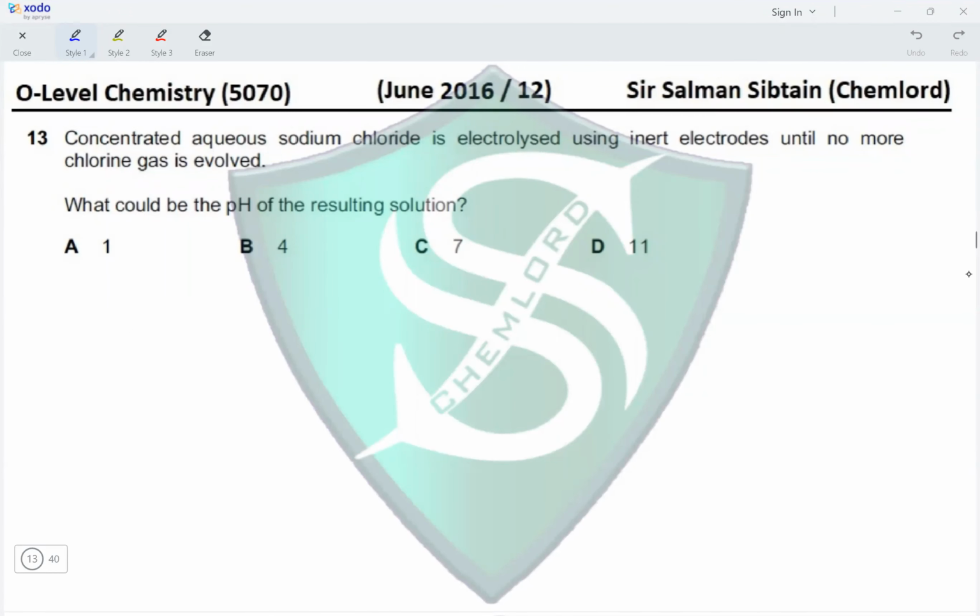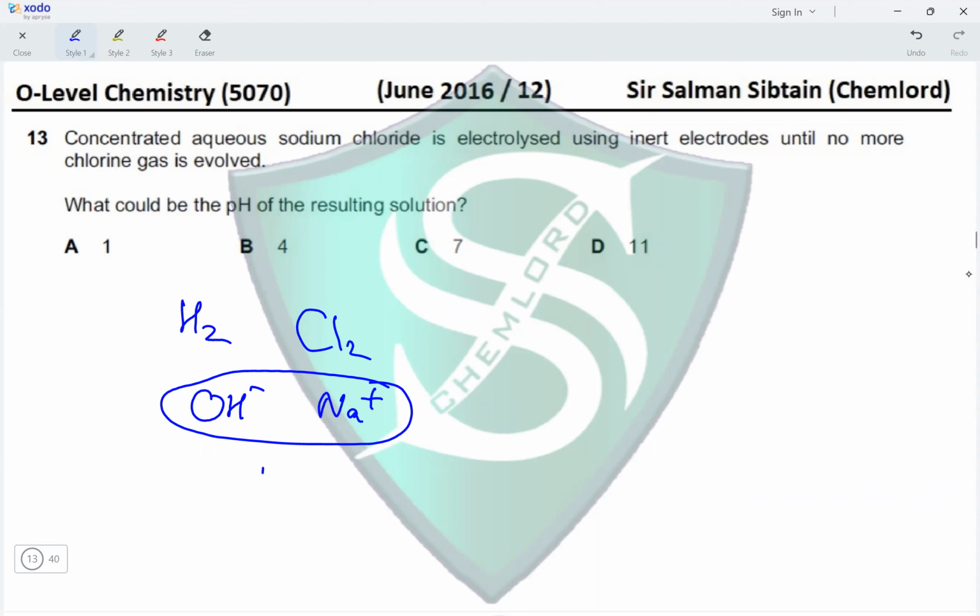Question 13. Concentrated aqueous sodium chloride is electrolyzed using inert electrodes until no more chlorine gas is evolved. What could be the pH of the resulting solution? So, we have liberation of hydrogen at the cathode and of chlorine at the anode. So, when chlorine is removed, Na+ ions remain, and when hydrogen is removed, OH- ions remain. These combine together to form NaOH.